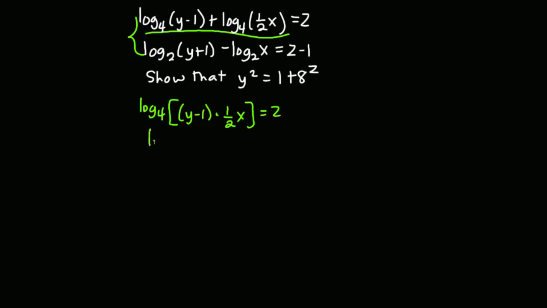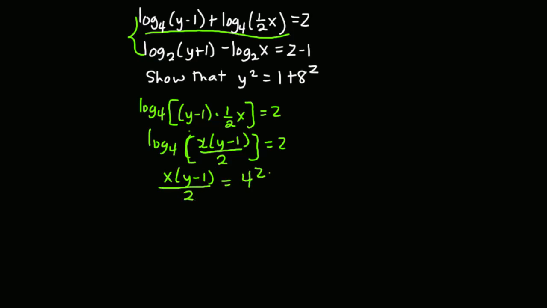So this will give us log base 4 of x times (y minus 1) all divided by 2, and this whole thing is equal to z. So finding the antilog, we are going to get x times (y minus 1) all divided by 2 is equal to 4 exponent z. So let's go ahead and call this equation 1.